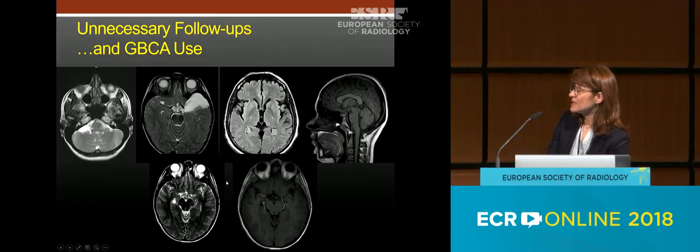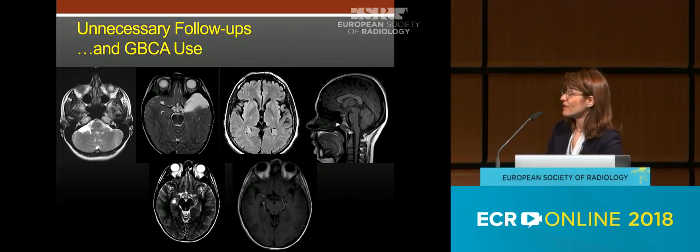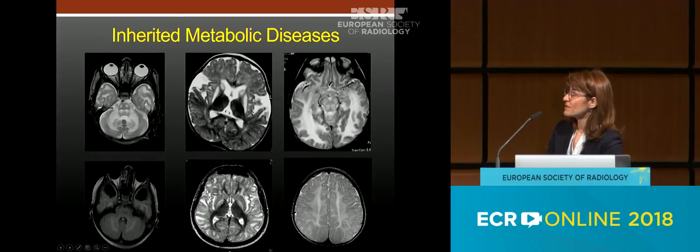I was talking about these unnecessary things to follow up, but they are really being followed very, very frequently, and the children receive gadolinium unnecessarily. For example, the arachnoid cyst, choroid plexus cyst, pineal cyst, or choroidal fissure cyst. So they are really unnecessary.